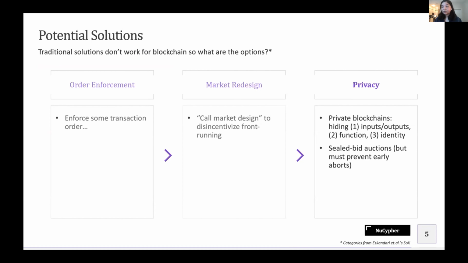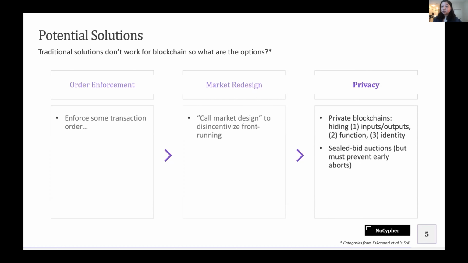What are the different categories of solutions to this problem then, if we're looking at blockchain? There are three major categories, and these categories are taken from an SOK from Eskandari et al. about front running. The first you might look at is, could you enforce order in some way for these transactions? But this introduces some other problems and doesn't necessarily solve front running. An alternative category of solution you could look at is redesigning the entire market itself. So maybe you could try economically disincentivizing front running.